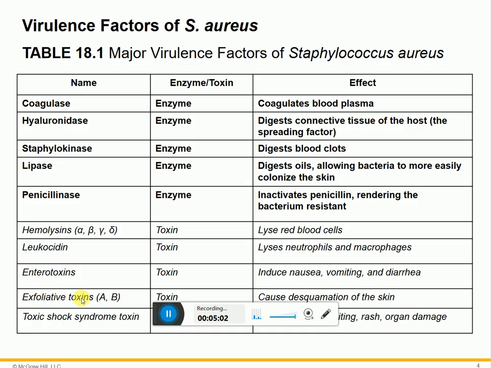Exfoliative toxin causes the exfoliation of skin, not in a good way though. We'll see that it can remove layers of the epidermis and cause what is known as desquamation. And then there's the toxic shock syndrome toxin that we've talked about previously, and it could be potentially fatal because it could lead to organ damage.